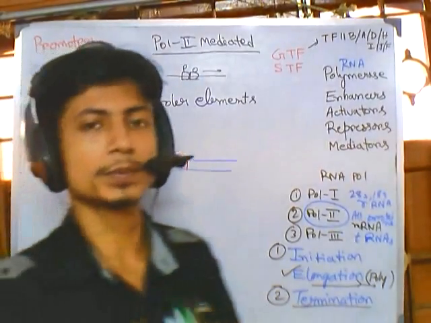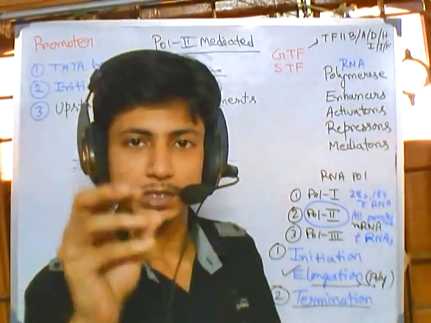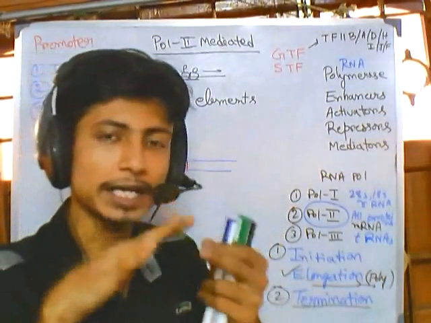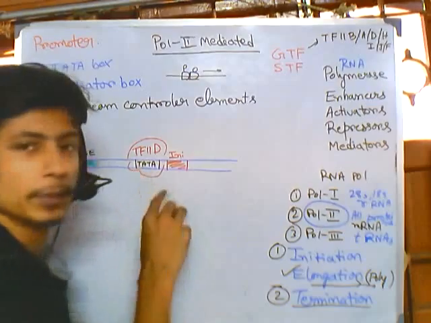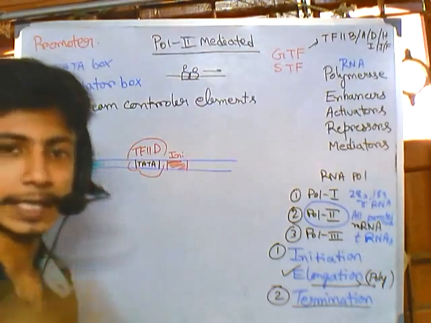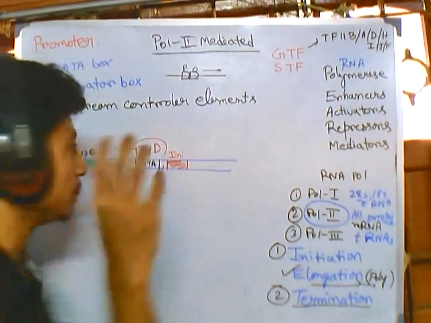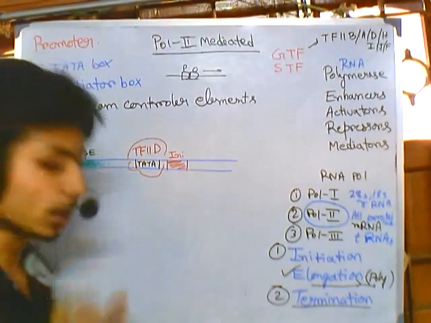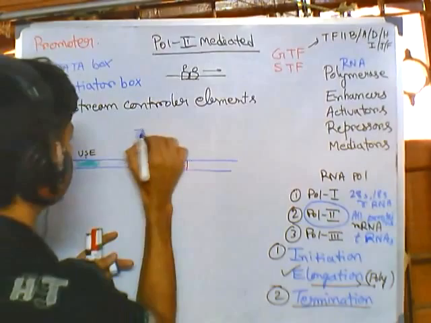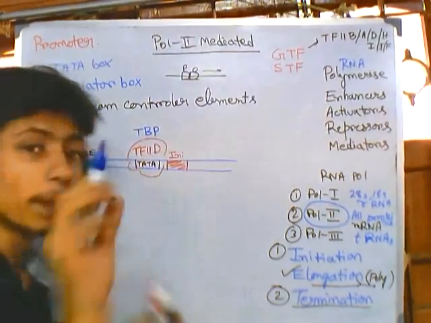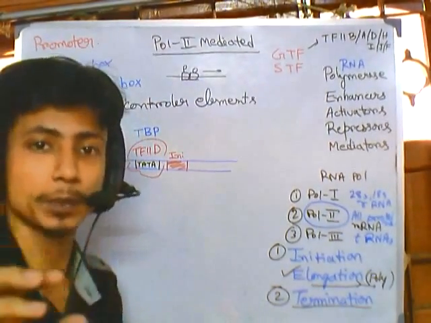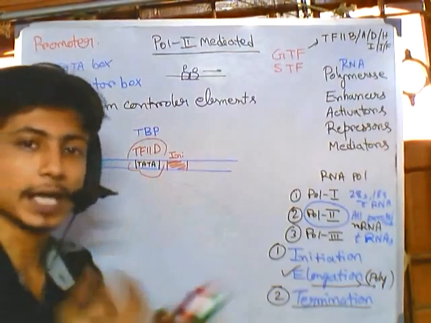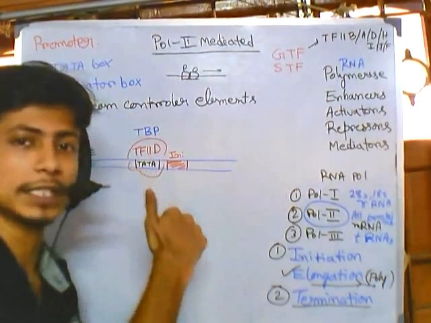Now one simple part of this Tf2d protein provides the higher affinity towards the Tata sequence inside the DNA, and that particular stretch of the Tf2d protein is called Tata binding protein, or Tata box binding protein, or TBP. Remember, it's a part of the Tf2d protein. It has higher affinity to the Tata box of this DNA sequence.